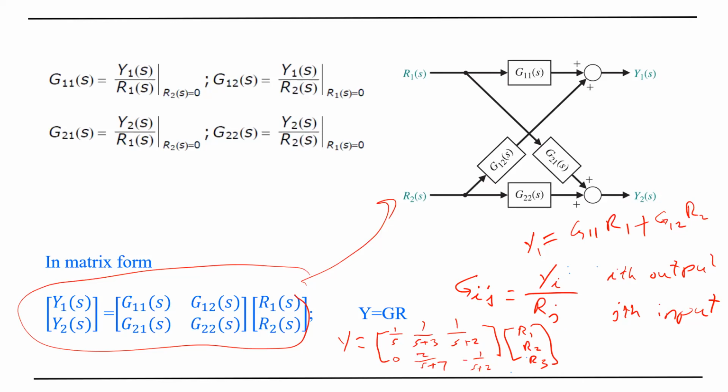The multivariable relationship, y equal G of s, R of s, is very general. G could be square or rectangular. But if it's a square matrix, I can use the idea of inverse.